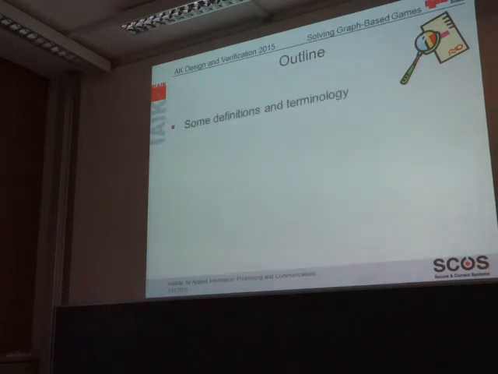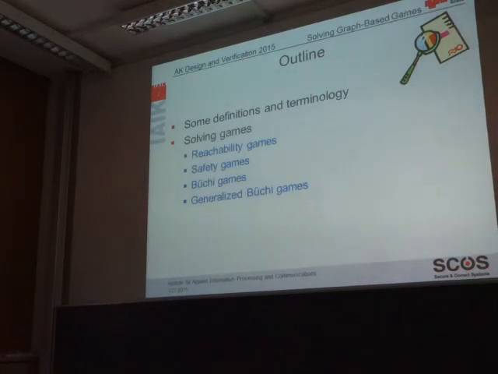The outline for today is very simple. Before we start, we will review a few definitions and terminology. This will mostly be also a repetition from what we already discussed last week. And then we will look at 4 different kinds of games: reachability, safety, Buechi, and generalized Buechi game. And we will see how we can compute, first of all, a winning region in these different kinds of games, and second, a winning strategy for these different kinds of games.